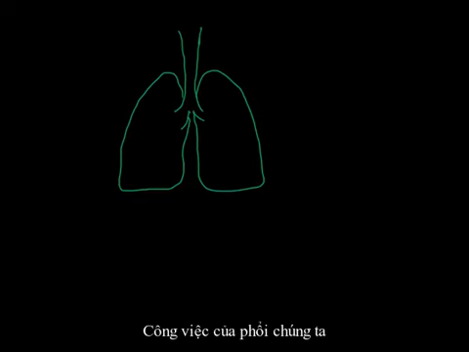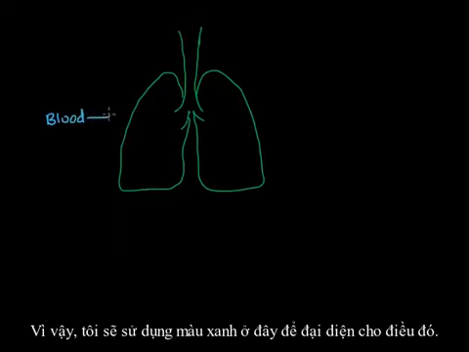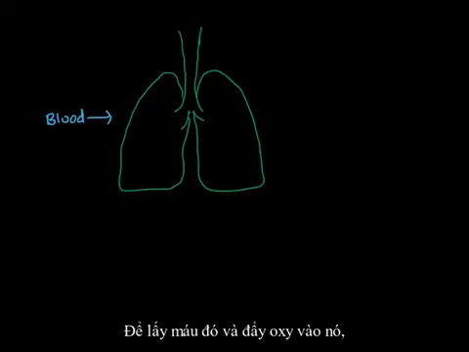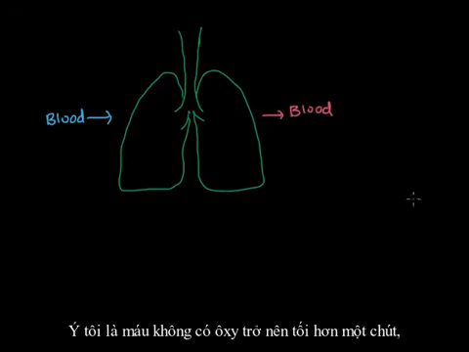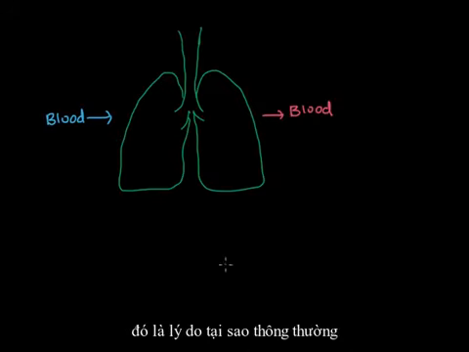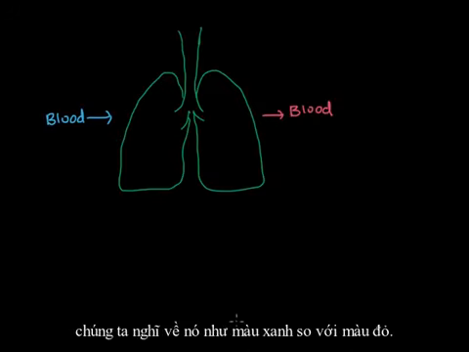So the job of our lungs on a pretty general level is to take blood that's without oxygen, that our bodies have used up. So I'm going to use blue here to represent that. To take that blood and put oxygen in it, and it comes out as oxygenated, which is red blood. I mean, blood without oxygen gets a little darker. That's why conventionally we think of it as blue versus red.